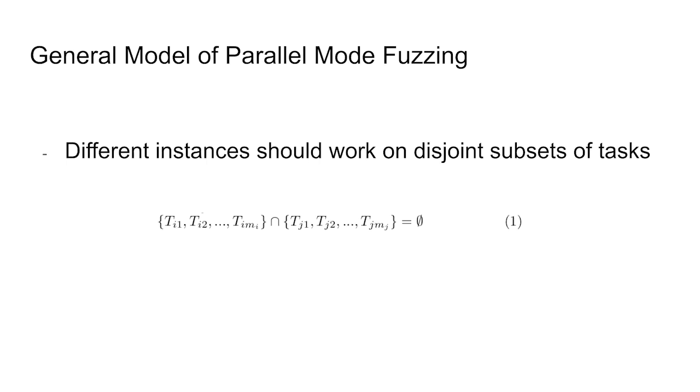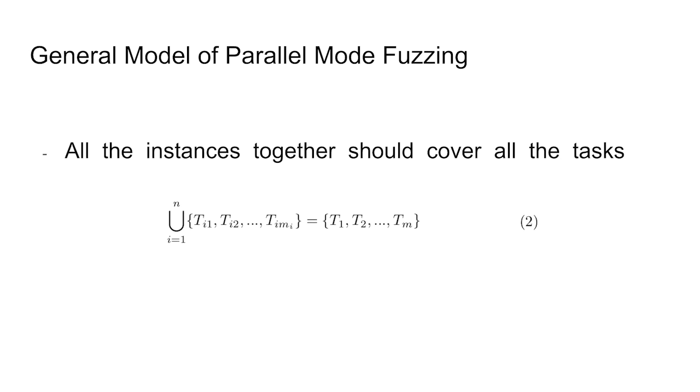So at the beginning, we propose a model to describe the parallel fuzzing. The model is inclusive of the parallel mode in existing fuzzing tools, and it is general enough to apply to other solutions of the parallel fuzzing. It has 3 properties. The first one is that different instances should work on disjoint subsets of the tasks. This is to avoid the overlap and increase the extent of the concurrency.